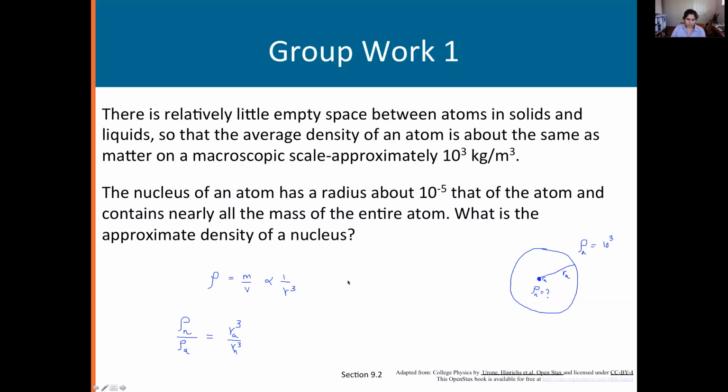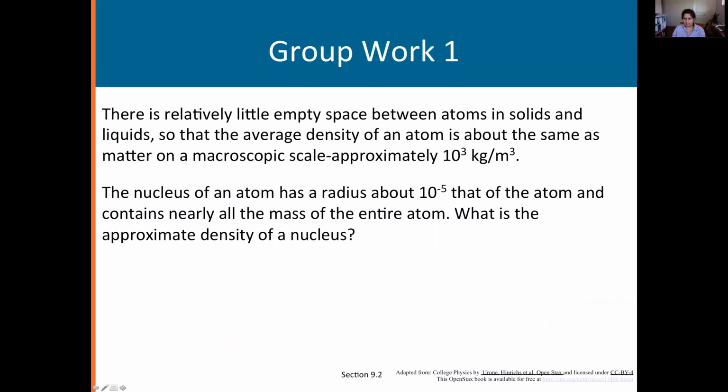Solving this for rho n, you can see that what you need is the ratio of Ra to Rn, and in this case we're told that Rn is 10 to the minus 5 times Ra, times the density of the atom after cubing this. And now you can insert your values and solve.